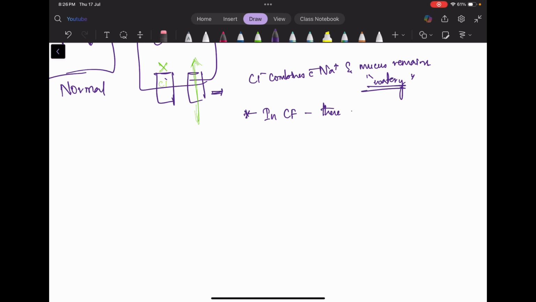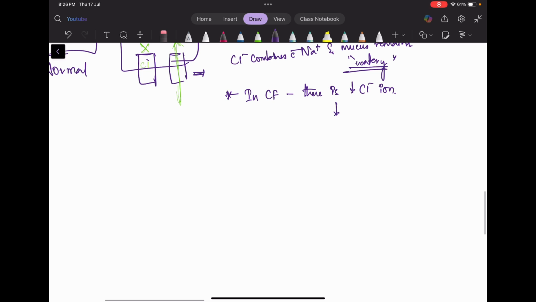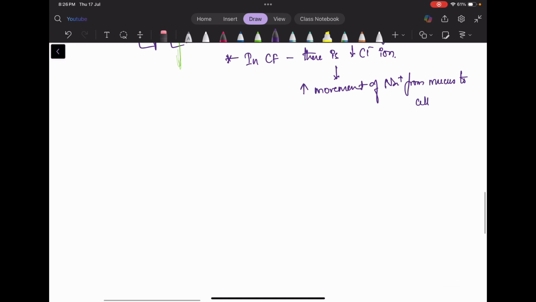There is decreased, right? Decreased or increased? It's decreased. Good. Increased movement of sodium from mucus to cell. So what happens then? Mucus becomes thick. Obviously, if something is more, then it becomes thick, right?